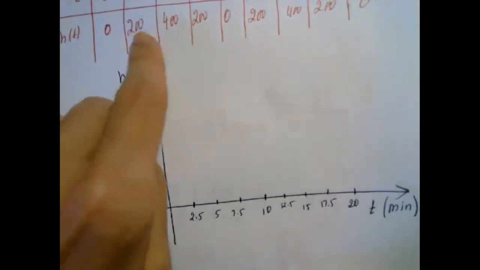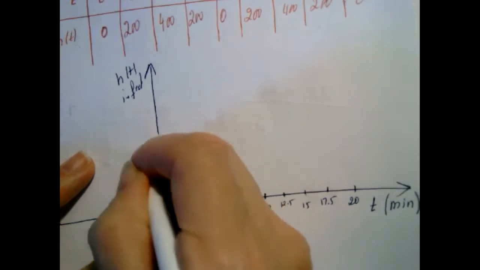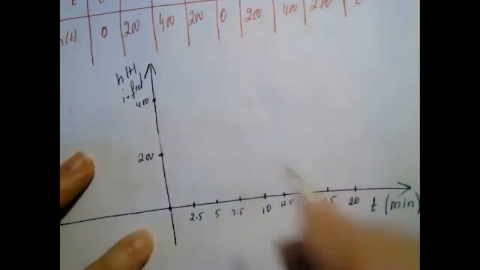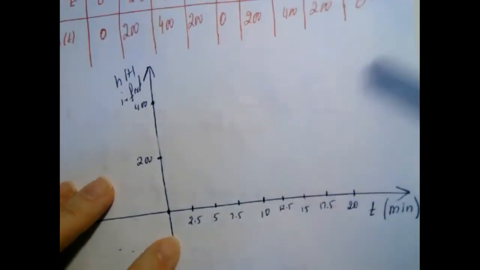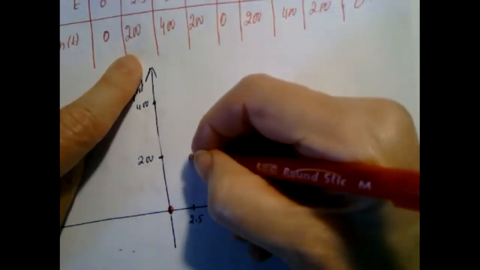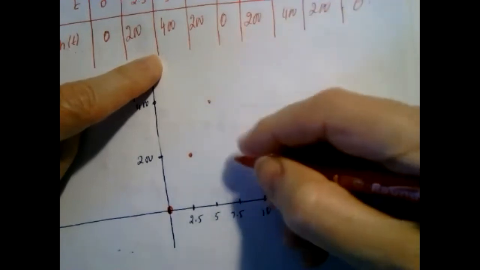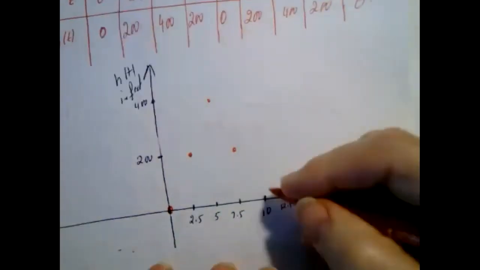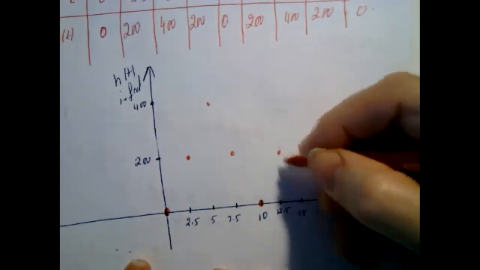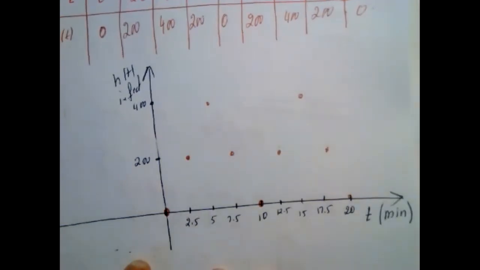Now the height is 0, 200, 400. That's my 0. So I'm going to put 200 here, and my 400 right there. And now I just copy. At t equal to 0, I am at 0. At 2.5, I am at 200. At 5, I am here. At 7.5, I am here. At 10, I'm here. And then we connect dots. And then we come back here. Up here, back, and that.